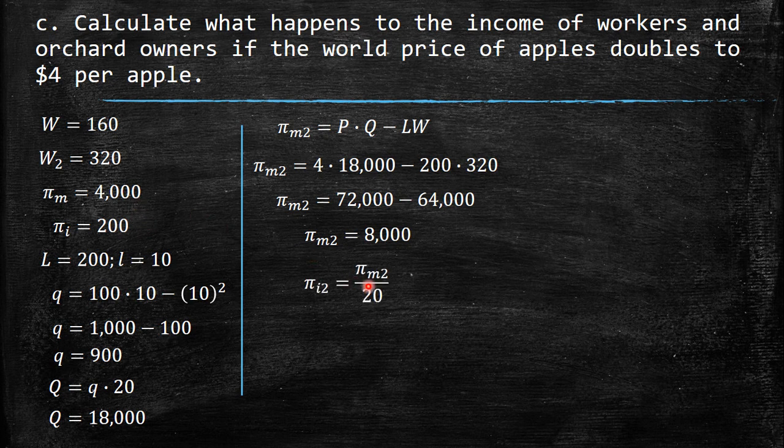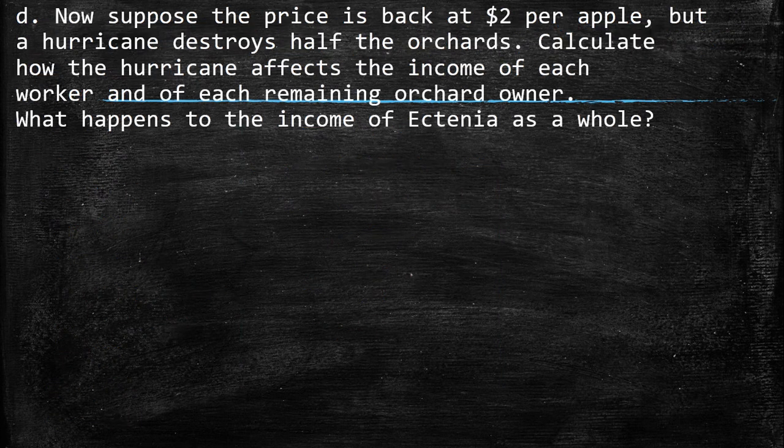Naturally, the situation 2 represents the situation with the price equal to 4, so 8,000 over 20, and then we figure out that the profits for each orchard increase as well. Then the last part: now suppose the price is back at 2 per apple, but a hurricane destroys half of the orchards. Calculate how the hurricane affects the income of each worker and of each remaining orchard owner. What happens to the income of a hectare as a whole?